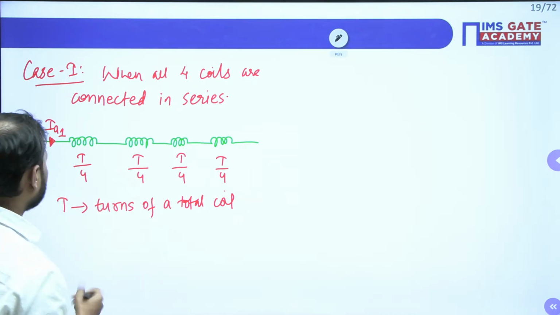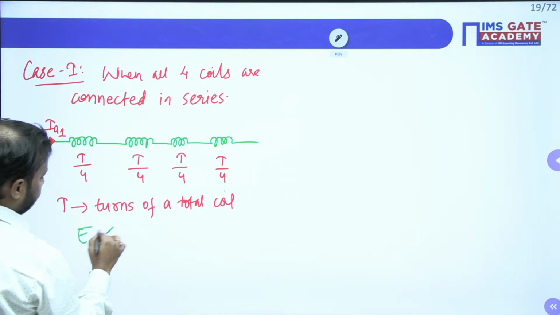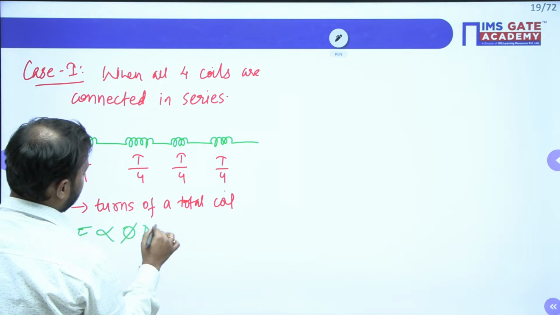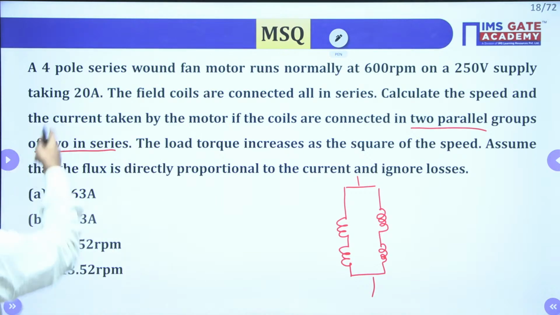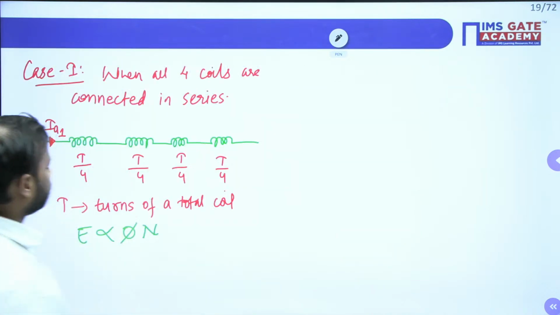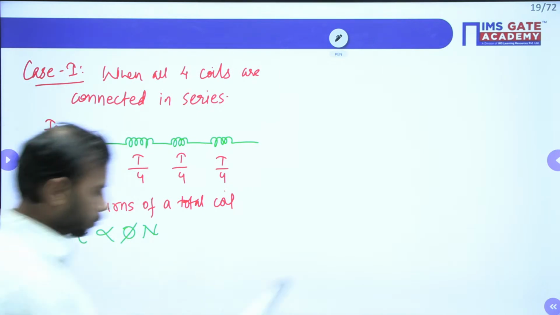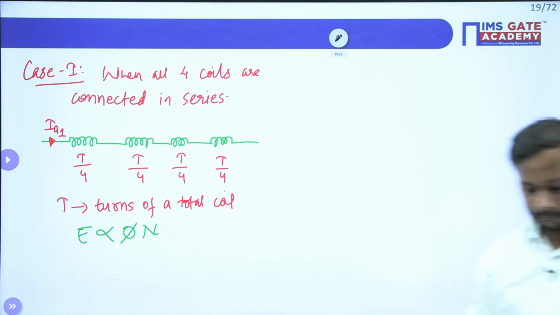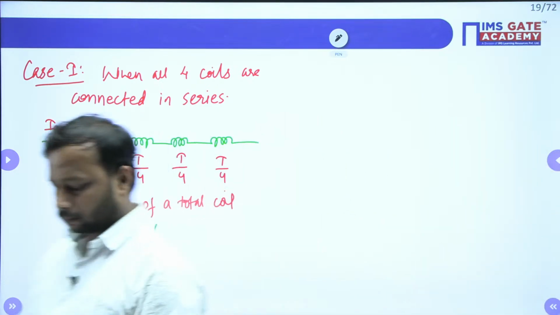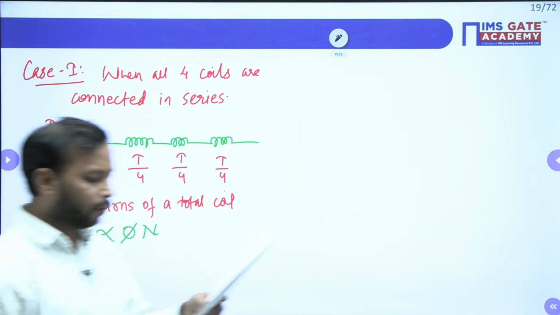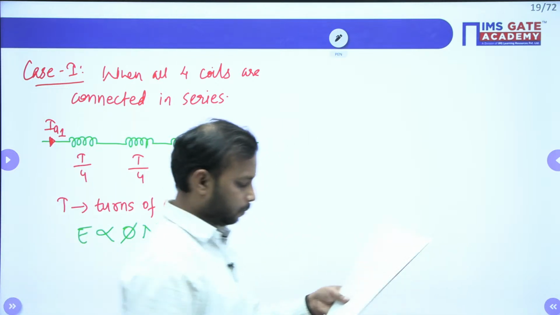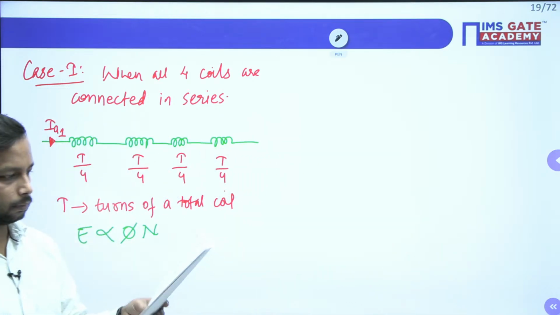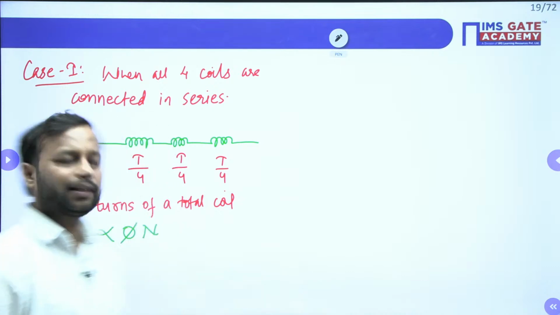Let me use a different color. EMF equation is proportional to phi n, and this question is related to a 4-pole DC series machine. All right. Done, guys? Please let me know fast. Do we have the answer?